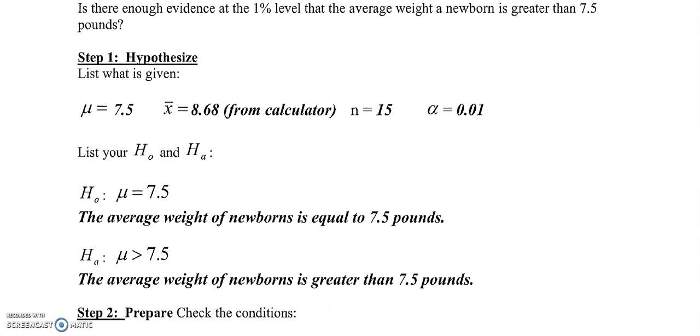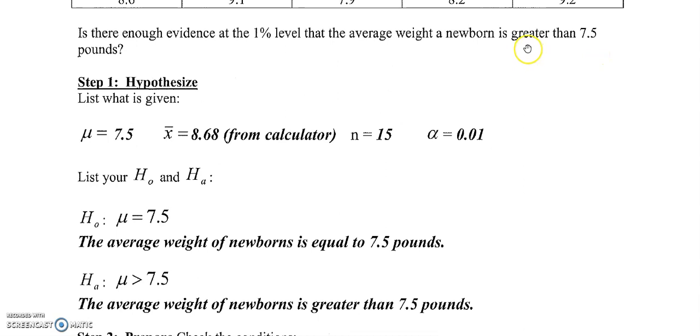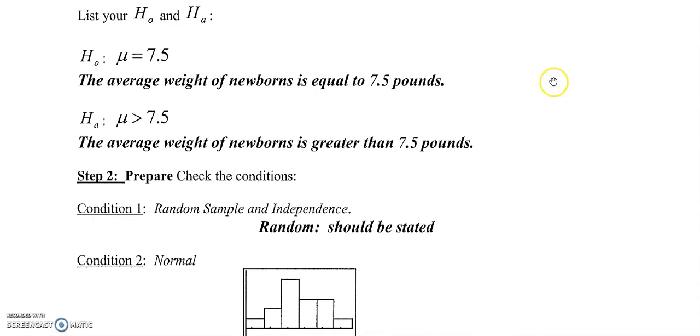So for our H0 and HA, we're dealing with numbers. We're not dealing with proportions in this case. So we use mu equals 7.5. The average weight of newborns is equal to 7.5. That's the claim. And HA is going to be mu greater than 7.5, because in the problem we're asking for greater than 7.5. The average weight of newborns is greater than 7.5 pounds.